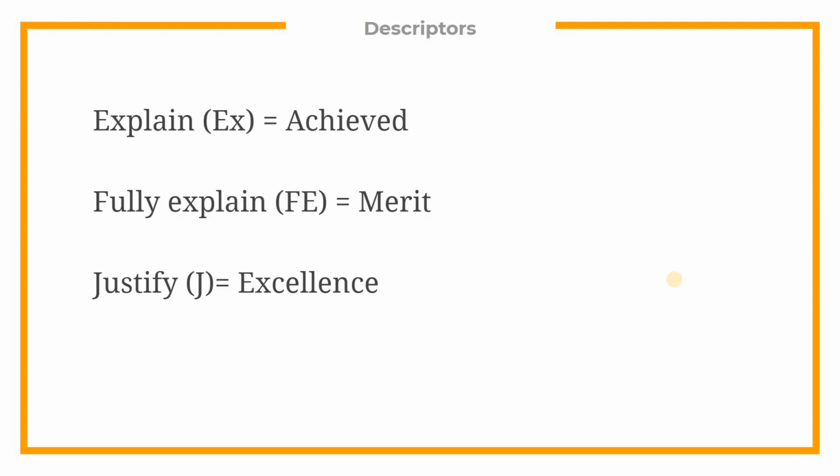These are the descriptors for Level 2 business studies. An explain level descriptor is achieved. If it asks you to fully explain, that's merit, and if it asks you to justify, that is excellence. Now, note that excellence actually involves both fully explain and justify, so you need to be able to do both of those in order to get an excellence grade.